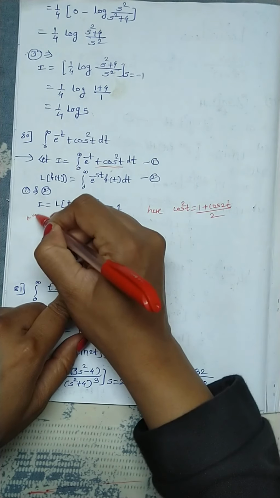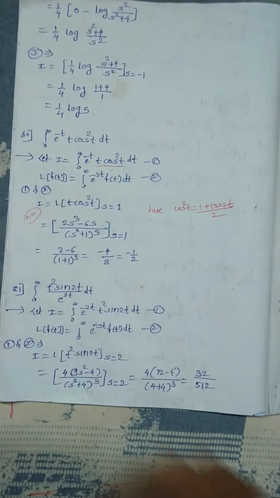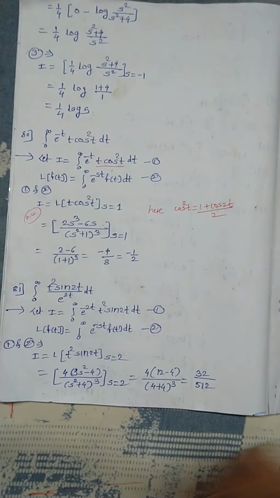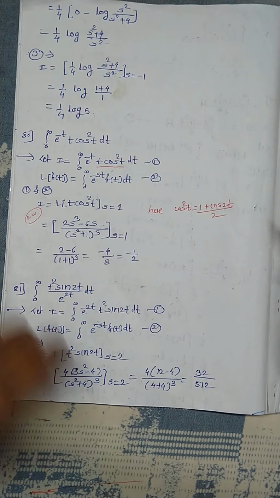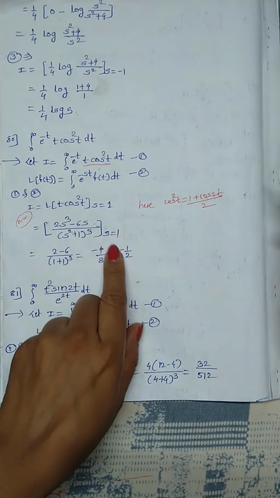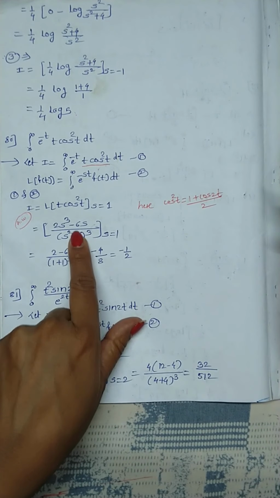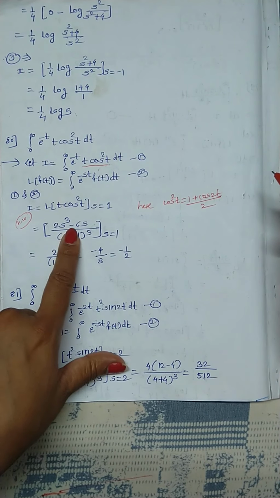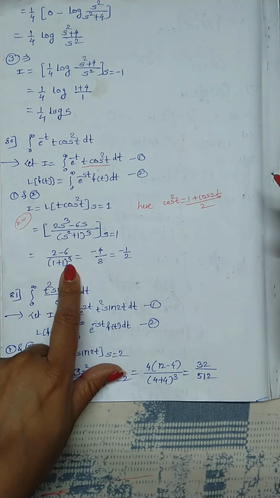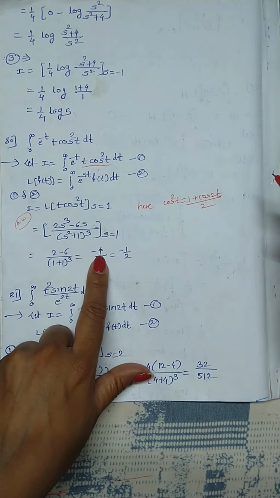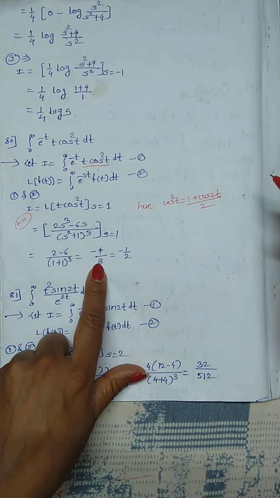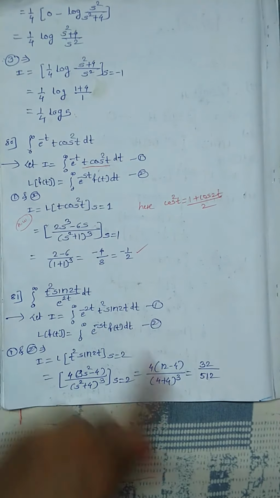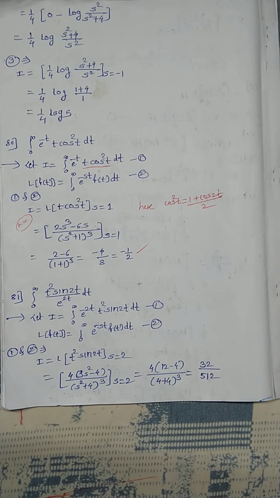This is the homework. Okay, don't skip that, otherwise I will not accept your assignments. Now this is the answer for this. Now just put the value s equal to 1 here. 2 into 1 minus 6, 1 plus 1 cube, 2 minus 6 minus 4 upon 2 cube is 8. There is a minus half is the answer for this question.